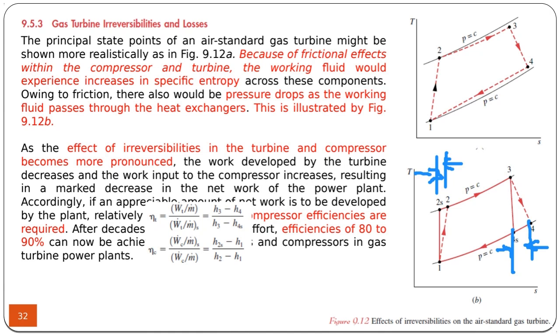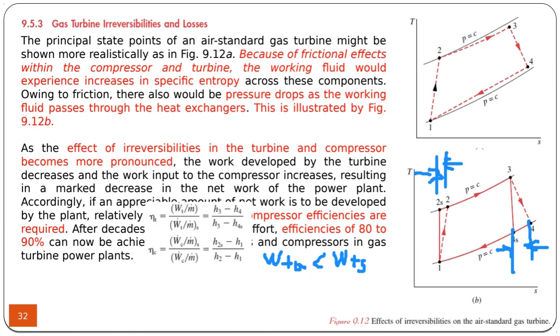Remember, isentropic efficiency for a turbine is the actual turbine work divided by the isentropic turbine work, because actual turbine work is less than the isentropic turbine work because of the irreversibilities. So we know that the actual turbine work is less than isentropic turbine work because of the irreversibilities.